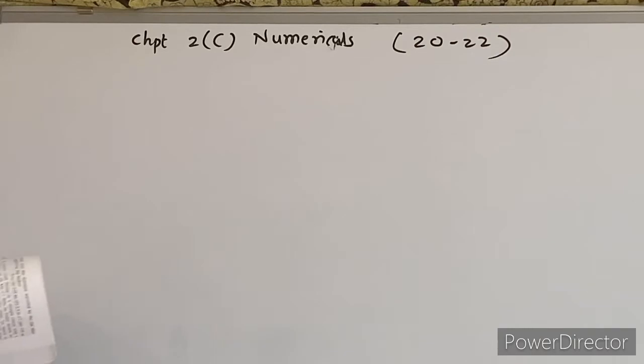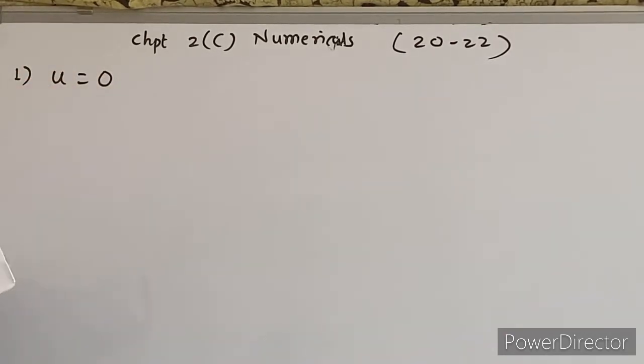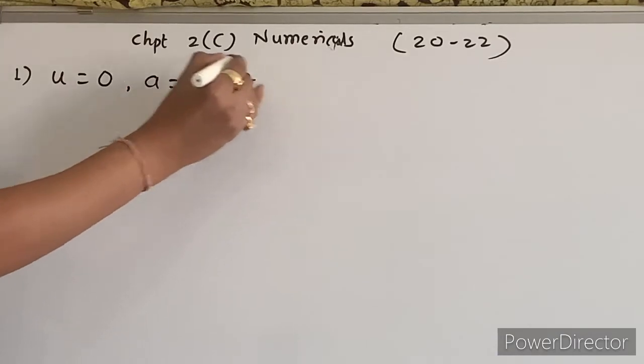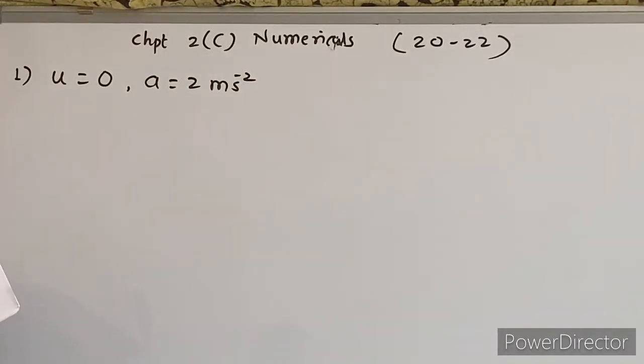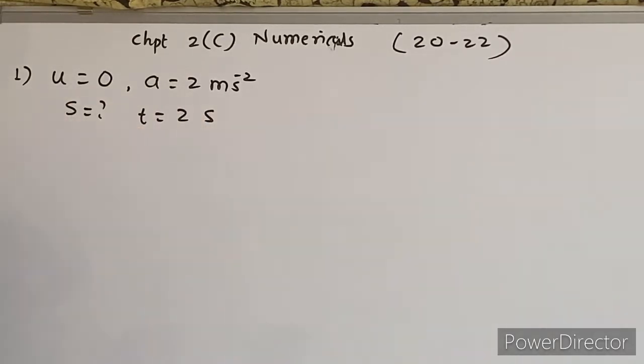In this first numerical, a body starts from rest. So whenever they say rest, it means initial velocity is equal to 0. With a uniform acceleration, a is given as 2 meter per second square. Find the distance covered by the body. That means they want S, and time is given as 2 seconds.